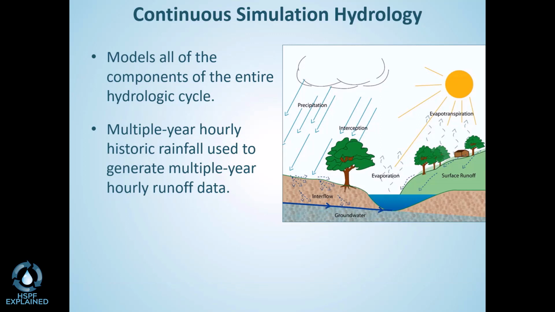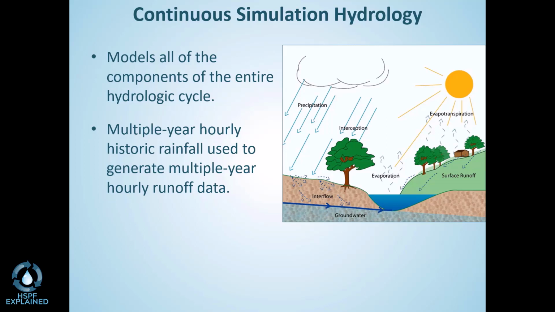So the way HSPF works is that it models all of the components of the entire hydrologic cycle. So what this means is that we have rainfall or precipitation data as our input. That drives the whole hydrologic cycle. So when it rains, the first place that water lands is on the vegetation. So this is what we call interception storage. So if you're standing underneath a tree and it starts to rain, you're going to stay dry for a while because that tree has a certain amount of interception storage. And if it rains long enough and hard enough, eventually that will fill and the water will start dripping on your head and then get down onto the soil surface.